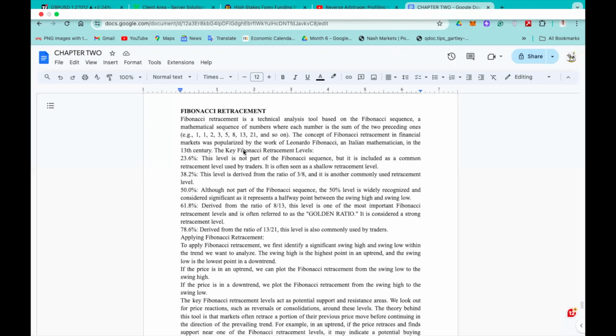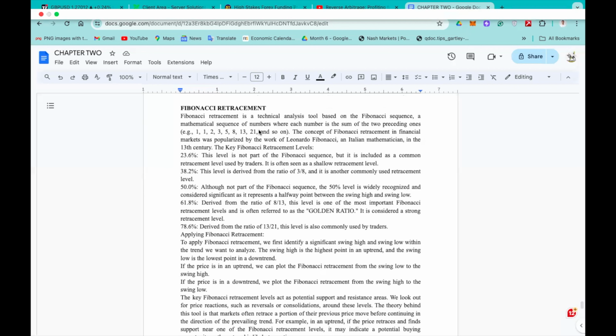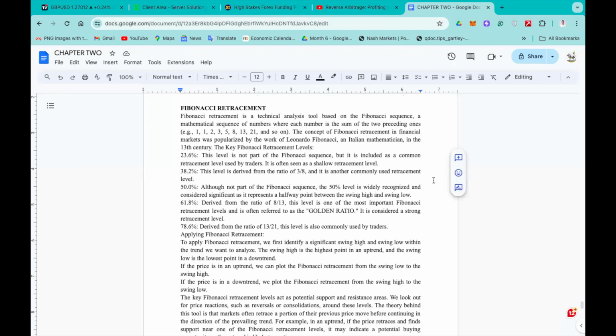Yeah, so Fibonacci. All right, Fibonacci retracement originated from a great mathematician called Leonardo Fibonacci. He invented, or he coined, what we call the Fibonacci sequence.